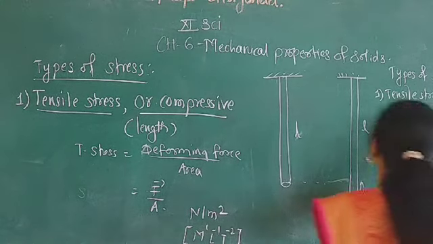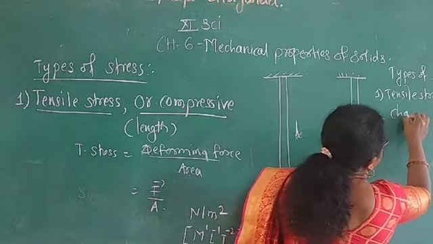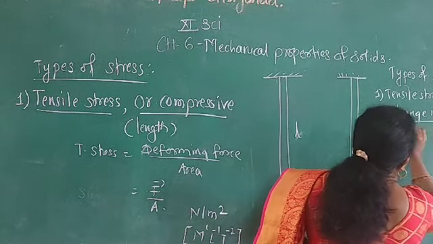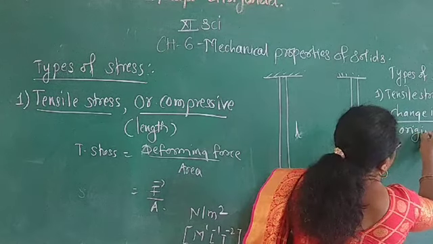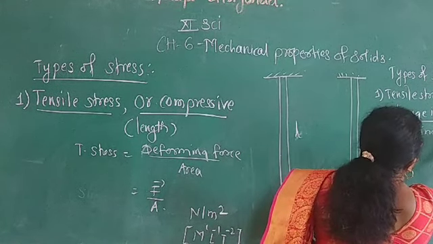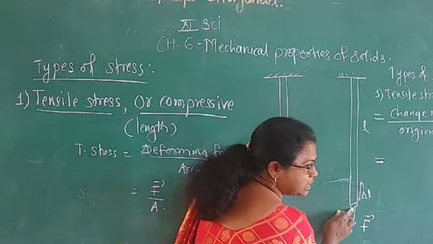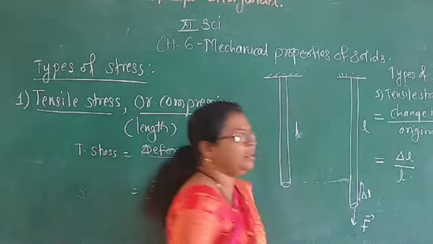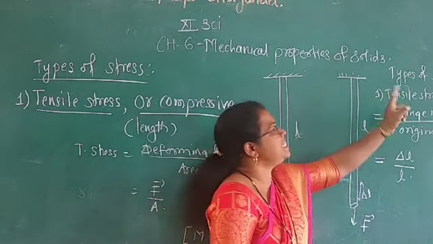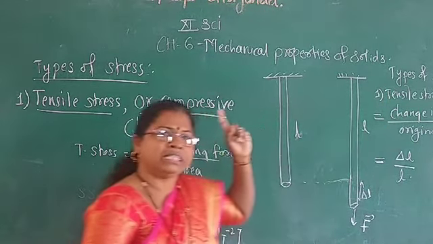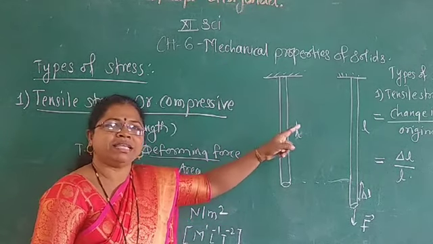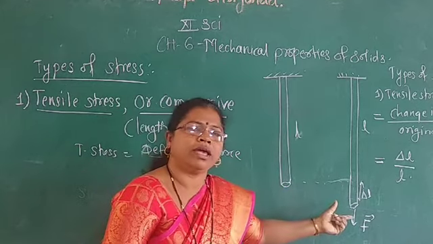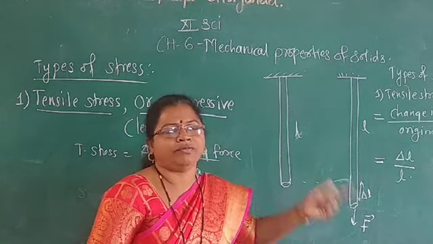Listen carefully. What is it? It is nothing but change in dimension to the original dimension. So what is the change in dimension? That is delta L, the original dimension is L. So this is a type of strain, tensile strain. Similarly tensile stress as well as tensile strain. Since the definitions are different, its values are different. This is the first case.